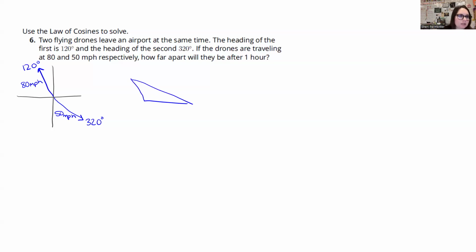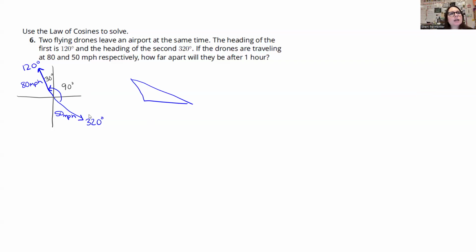To figure out my angle, I'm going to figure out this angle right here. I need to know a few things. I know that this quadrant itself is going to be 90 degrees right there. But what about this little sliver right here? I went 90 and then to 120. So how much is this part right here? 30.